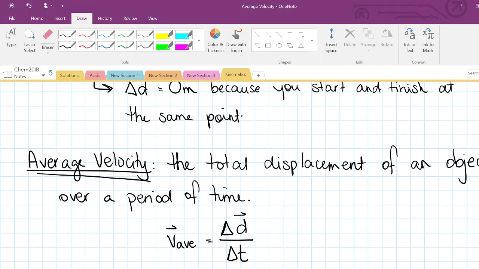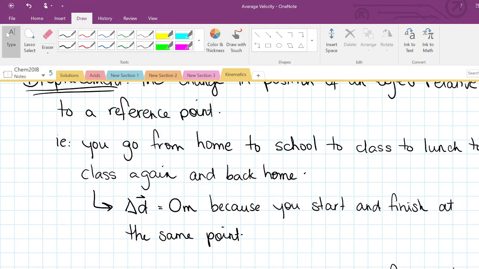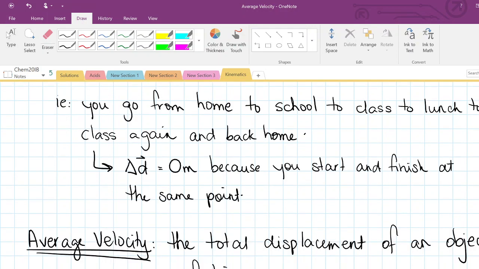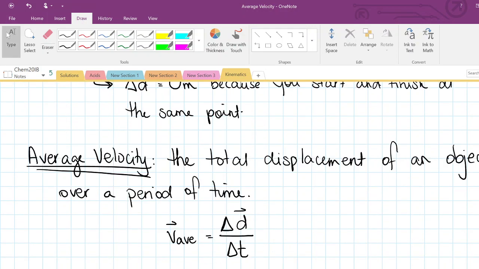So if I go back to this example up here, if my displacement was 0 meters over the entire day, it doesn't matter if I was gone 14 hours. My average velocity for that particular day would have been 0 meters per hour because I started and I finished at the exact same point. Versus if I calculated my average speed, in that case, I would have a different value.